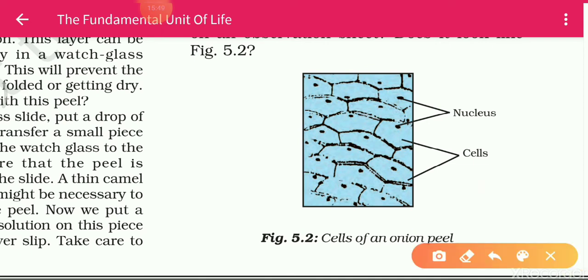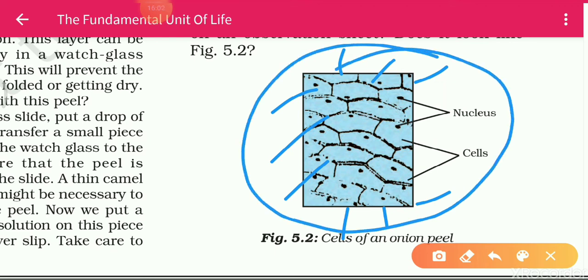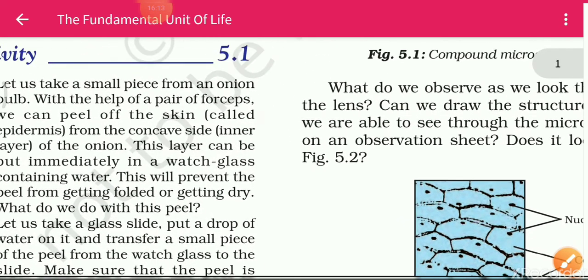See here, these are called small compartments, and the cell structures are also different here. So this one is very important in the practical also. And from the diagram point of view also, draw the cells of an onion peel, students. Then this is all about this page.